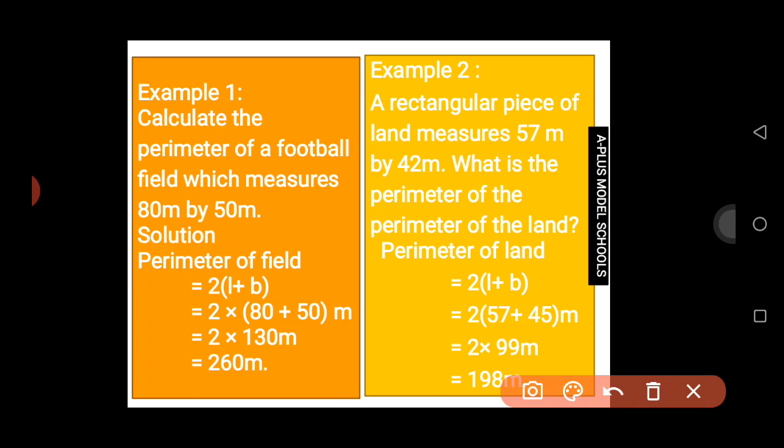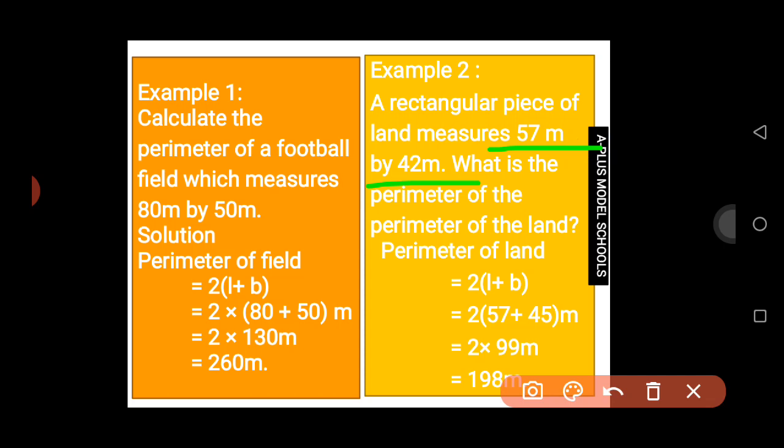So you are looking for the perimeter of the rectangular piece of land, in which your formula will be 2 open bracket length plus breadth. We have been given the length here to be 57 meters, then our breadth is 42 meters. So just apply the formula.